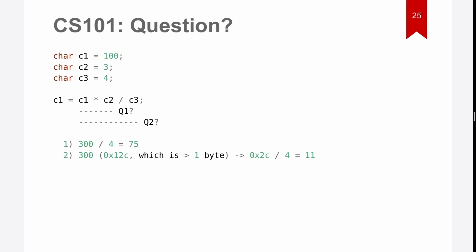truncated and then set to 11? Because if we truncate the 300, which is hex 12c, cutting off everything that is not in the least significant byte, we get 2c, which is decimal 44, divided by 4, which would be 11. Any guesses?